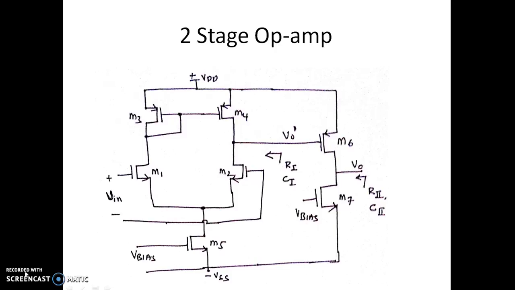In the previous video we discussed a two-stage opamp consisting of a differential amplifier followed by a CS amplifier. The differential amplifier has an output voltage of V0 dash, and the final output voltage of the two-stage opamp was V0 from the CS amplifier. We assumed that R1 dash and C1 dash are the output resistance and output capacitance of stage 1, and R2 and C2 are the output resistance and output capacitance of the second stage.